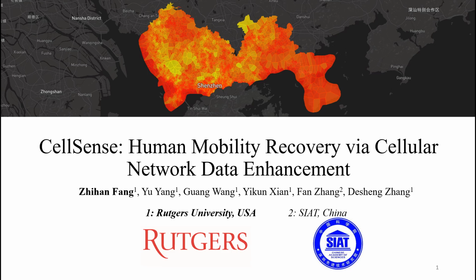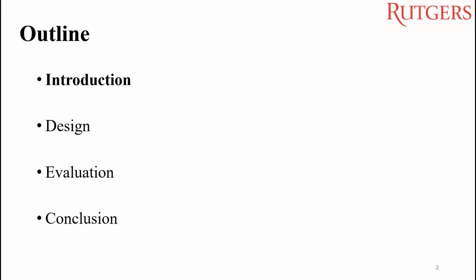Today it's my great honor to present our work named CellSense, Human Mobility Recovery via Cellular Network Data Enhancement. This is a joint work of Rutgers and the Shenzhen Institute of Advanced Technology in China. This is an outline of my presentation. First, I will give you a short introduction.